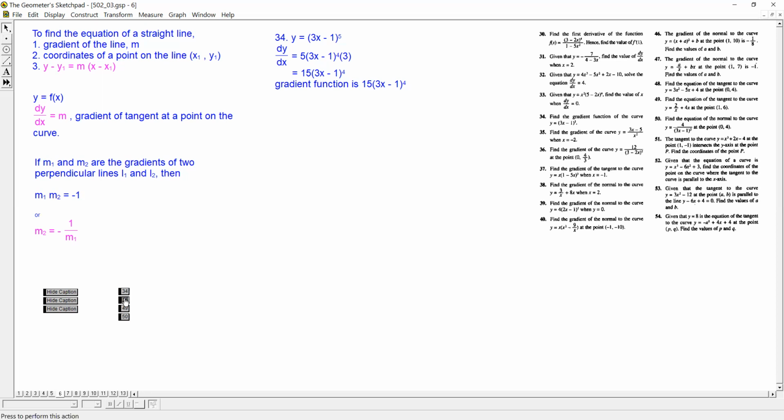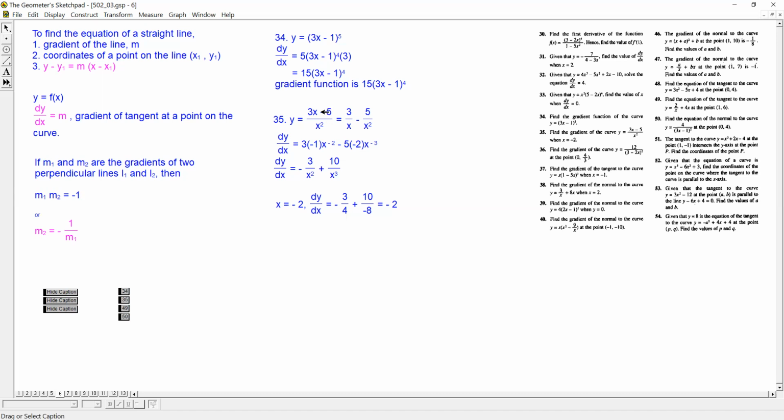So we look at the next question, 35. Find the gradient of the curve y equals this expression when x equals 2. Now, if you read question 35, they say find the gradient, no longer gradient function. So find the gradient means you have to find the number that represents the gradient. So this is the equation y equals (3x minus 5) over x squared.